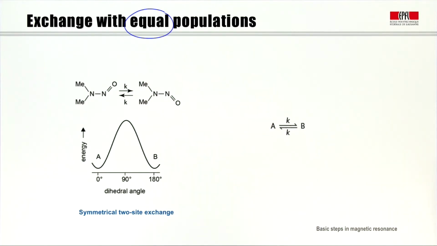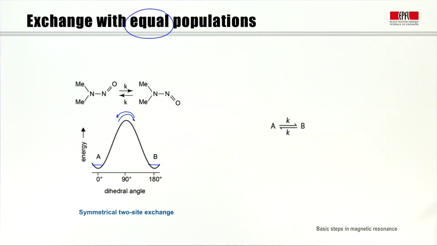Equal populations you will have if the two forms in equilibrium have the same energy. So if the energy as a function of the degree of freedom turns out to have the same energy in the A and B forms. If that is so, then the populations will be equal according to Boltzmann's law, and also the interconversion from A into B will be precisely matched by the reverse interconversion from B into A.